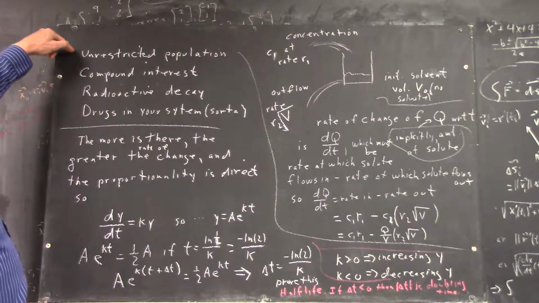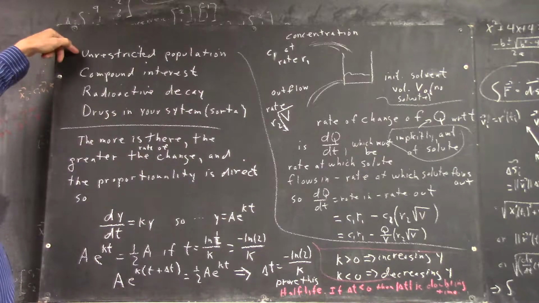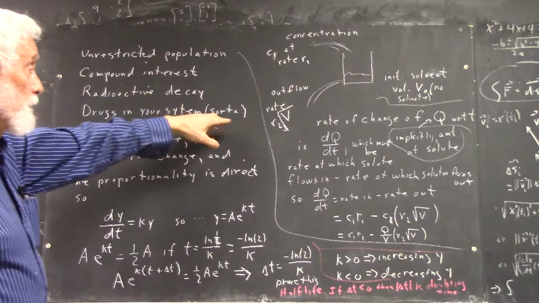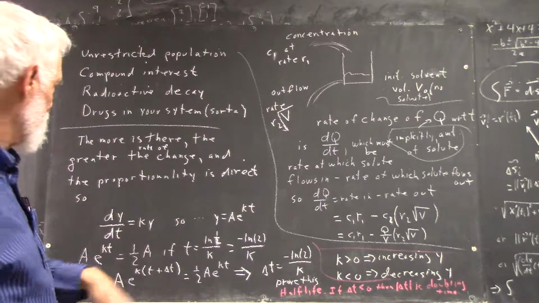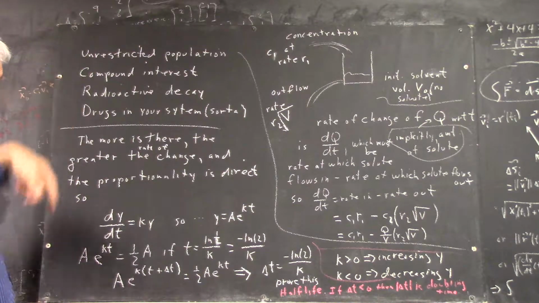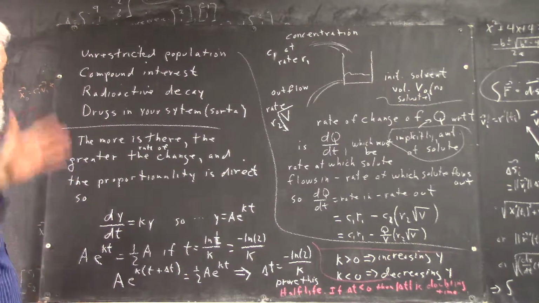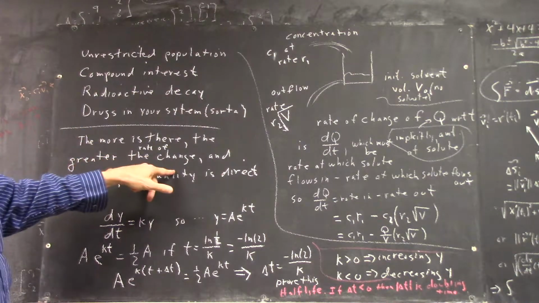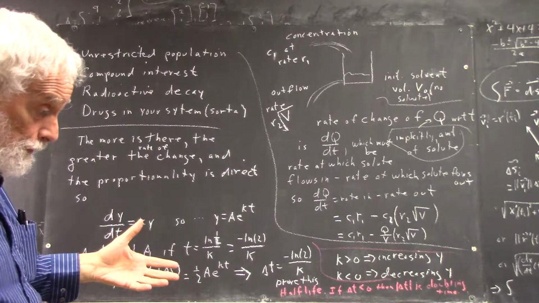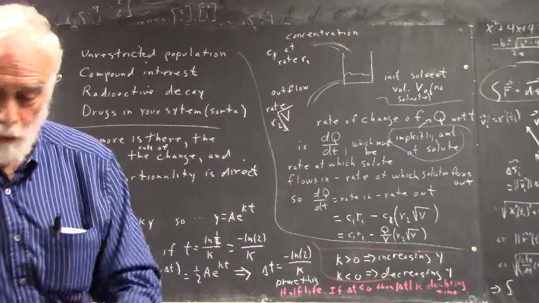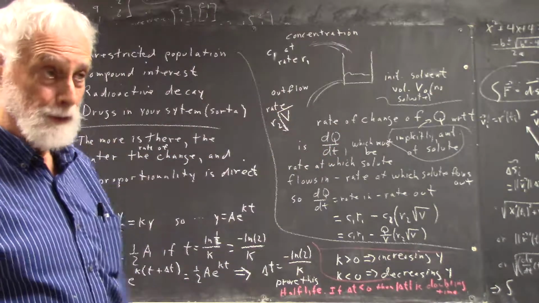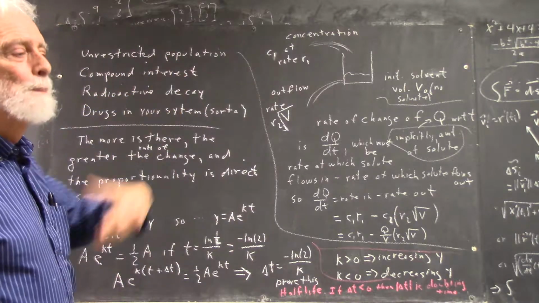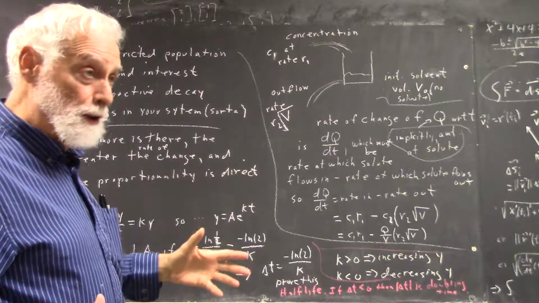Okay, for unrestricted population growth or decline, compound interest, radioactive decay, drugs in your system, sort of, because there are complicating factors. And there are complicating factors very possible with all the rest of these too. But the basic idea is the more is there, the greater the rate at which it changes. So if you've got a population, more organisms, you're going to get more new organisms. And if you've got more money, then whatever percent you're getting is going to be a bigger chunk of money.